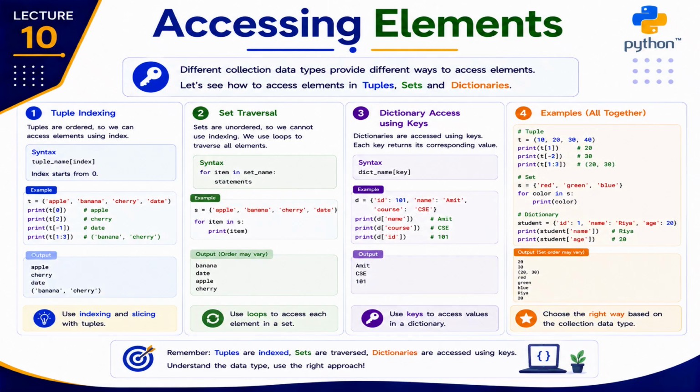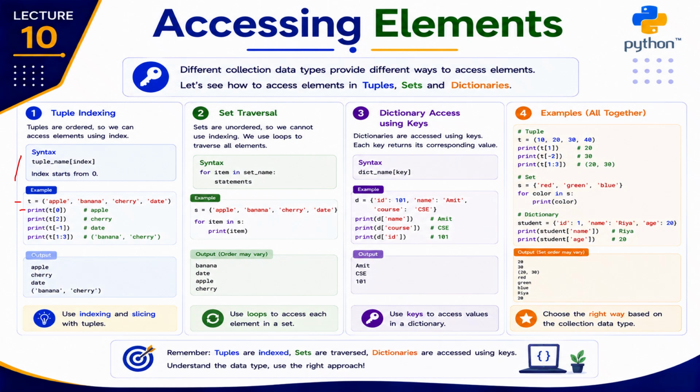So the syntax is tuple underscore name and index. This is the syntax. For example, you can see a tuple is created here. T is equal to apple, banana, cherry, and date. So the first statement, print T[0], prints apple because it is at index 0. The second prints cherry because it is at index 2.